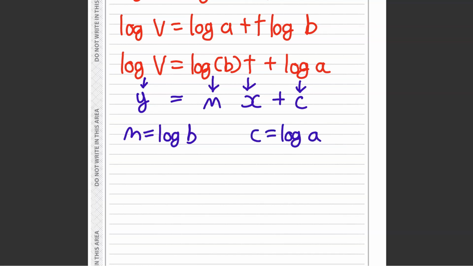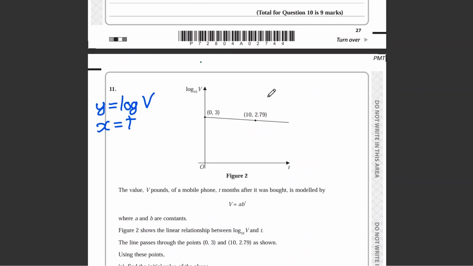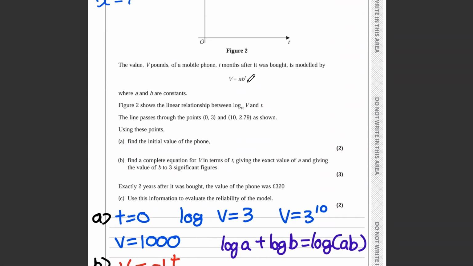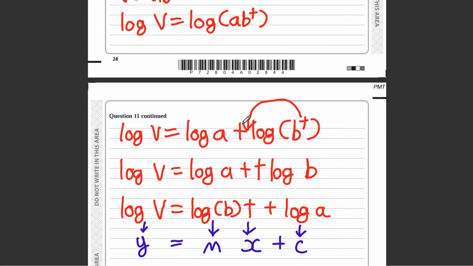What's useful about this is we can find m, which is the gradient, and c, which is the y-intercept of this graph here. If we find the gradient and the y-intercept, we can plug it into here and then find what b and a are and sub them into this here in order to get the full equation, okay?